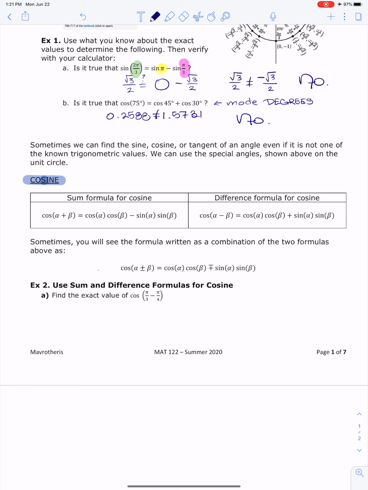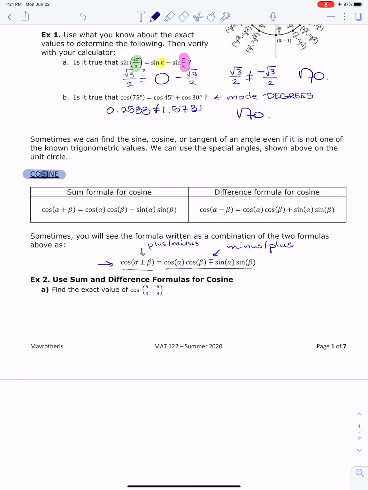Sometimes you will see it this way. This symbol here you've seen before, we call it plus minus. This one looks a little different. We're going to read that minus plus. The way to read this formula is if I'm using the top operation over here, so cosine alpha plus beta, I'm using the top operation on the right-hand side, cosine alpha cosine beta minus sine alpha sine beta. So it's just a way to compact it into one formula and not have to write two of them out each time, okay?